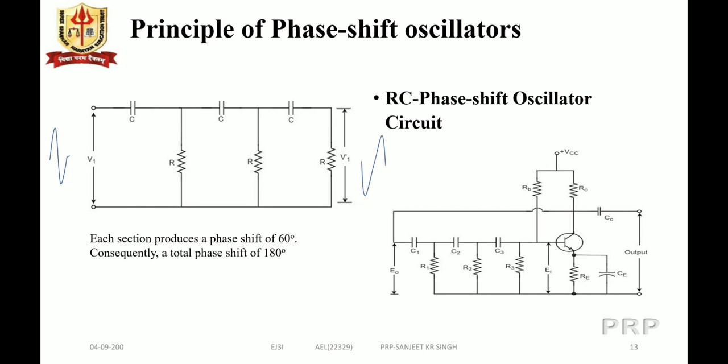Here the amplifier, since it is a CE amplifier, provides 180 degree phase shift, and another 180 degree phase shift is provided by the RC phase shift network. So the total phase shift in the amplifier and in the feedback circuit is 360 degrees. So we get 360 degree phase shift for the closed loop.